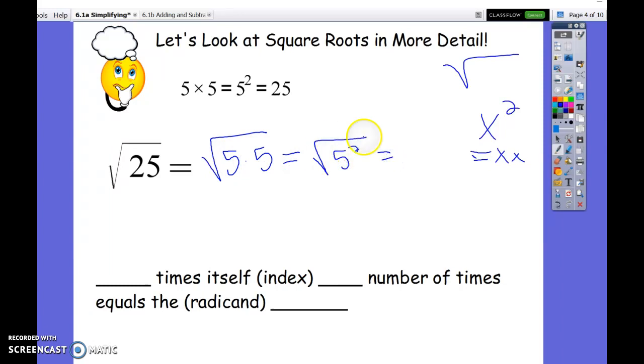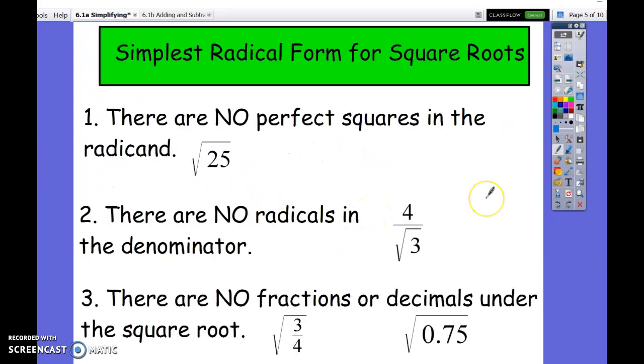Well, since the square root and squaring are opposites, the square root of 5 squared is just the number 5. So if we're answering this question, we are saying that 5 times itself 2 times equals 25. So this is what a square root is. This is what you're doing. Again, it's just the opposite of an exponent.